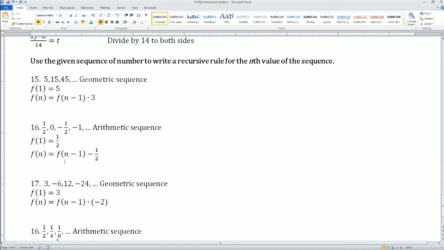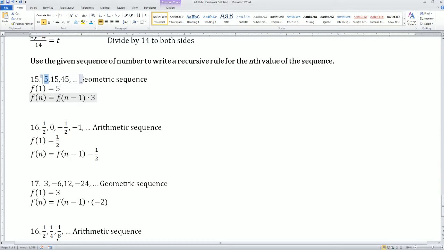Last one, use the given sequence of numbers to write a recursive rule for the nth value of the sequence. Remember there are 2 types of sequences, arithmetic and geometric. Here's the first one, 5, 15, 45. That is growing largely. We call that geometric. Geometric has a common ratio. Alright, the common ratio here is 3. That's how you get 3 right there.